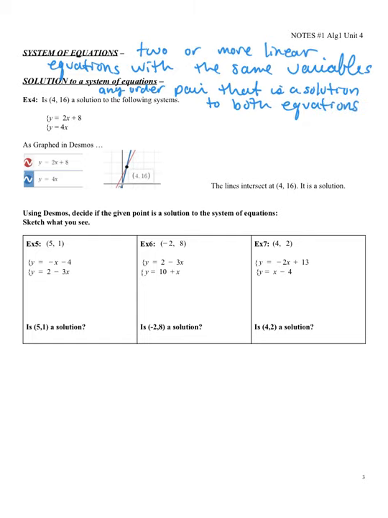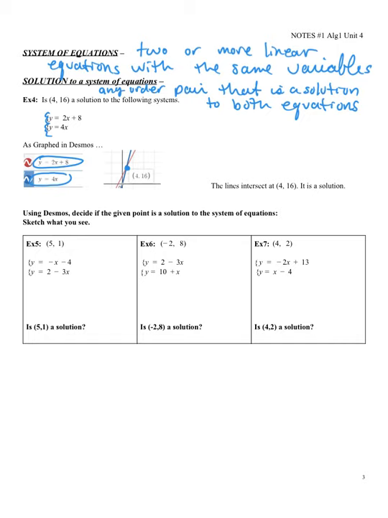All right. As you can see, example 4 asks the question, is (4, 16) a solution to the following system? So these fancy brackets indicate a system. So y equals 2x plus 8 and y equals 4x is your system. You can plug it into Desmos, exactly like it's written, and you will see that it intersects at the point (4, 16). So the lines intersect at (4, 16).